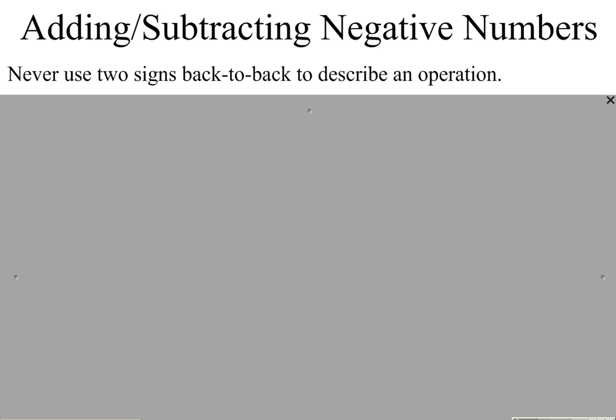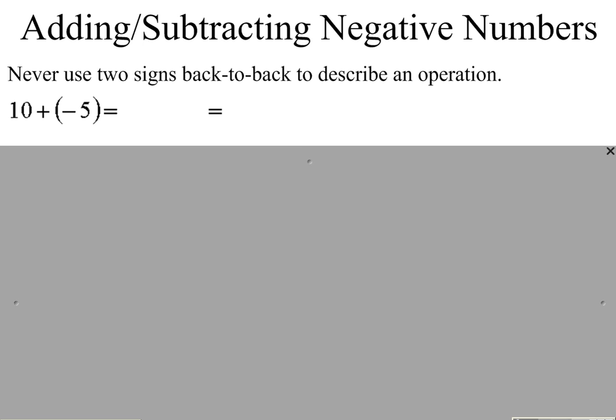Addition and subtraction of negative numbers. One rule that I want you to follow: you're going to have your calculators that you can plug all of this stuff into, but I want you to rewrite expressions first. A lot of errors are made plugging things into calculators because you make mistakes with signs, especially in this situation. Never use two signs back to back to describe an operation. In other words, don't write things as plus a negative this or minus a negative that. You should never have two signs back to back to describe a single operation.